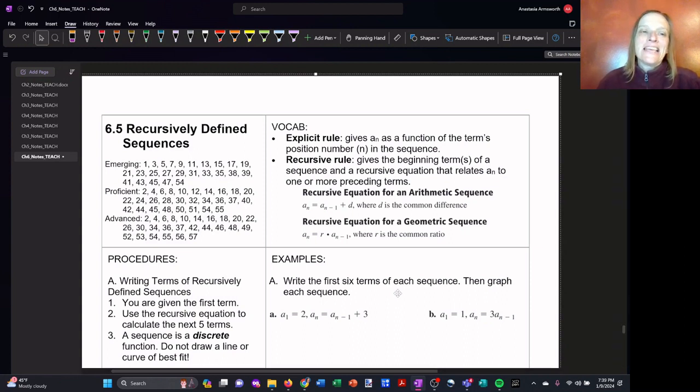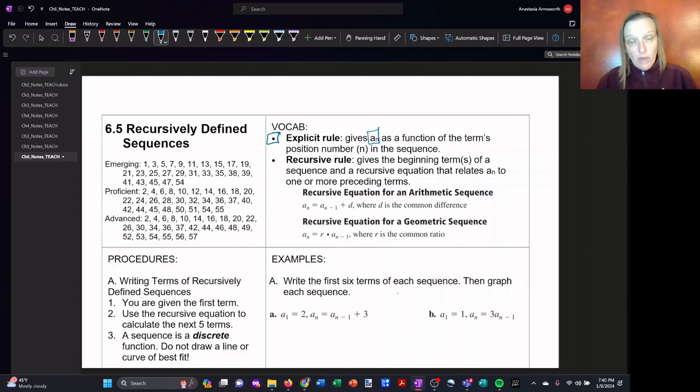Hi, folks. In this last section of chapter 6, we are going to learn about recursively defined sequences. Up to this point, when we learned about arithmetic or geometric sequences, we learned explicit rules, rules that let us calculate the nth term of a sequence based off of the term's position number. Like I could just ask, what is the 100th term, and you could plug in the number 100 and actually calculate that value.